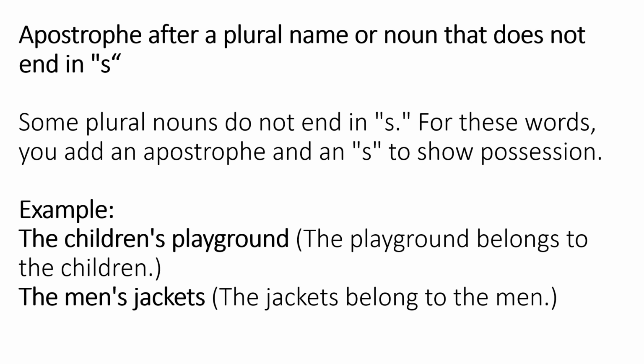Apostrophe after a plural name or noun that does not end in s. Some plural nouns do not end in s. For these words, you add an apostrophe and an s to show possession. Example: the children's playground. The playground belongs to the children. The man's jacket. The jacket belongs to the man.